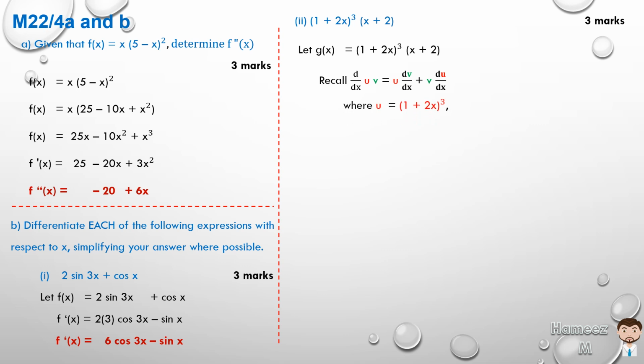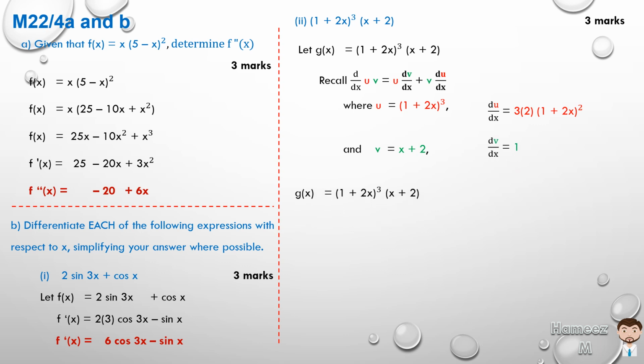Notice we have the colors u in red and v in green for students to easily follow what's happening. So u will be 1 plus 2x cubed, which means that du dx would be 3 times the coefficient of x, which is 2, times 1 plus 2x to the power 2. And v is equal to x plus 2. So dv dx is equal to 1.